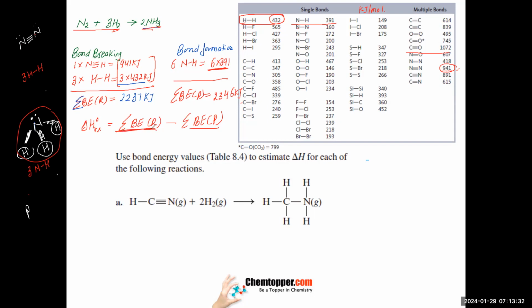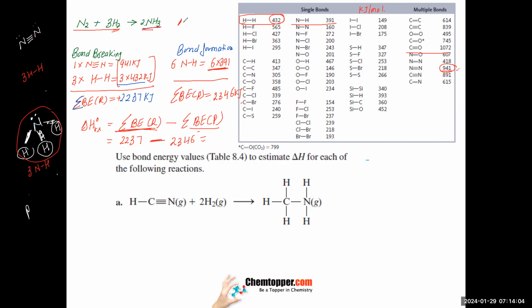This is endothermic. This is exothermic. This has to be plus. This has to be minus. Plug in the values. 2237 energy needed minus 2346 energy released is the delta H of the reaction. How much are we getting? Minus 109.